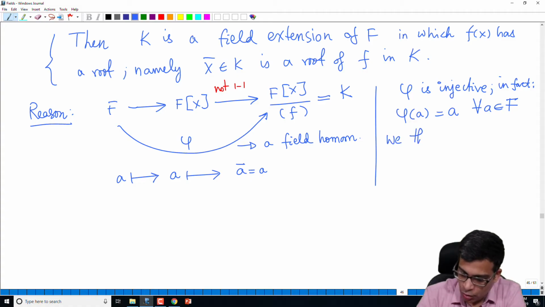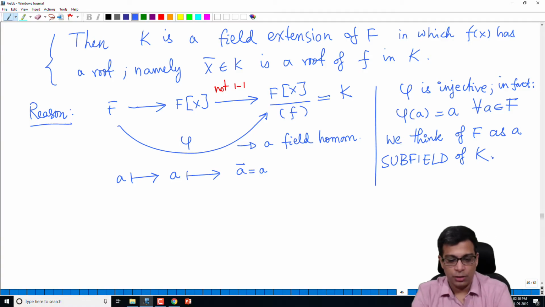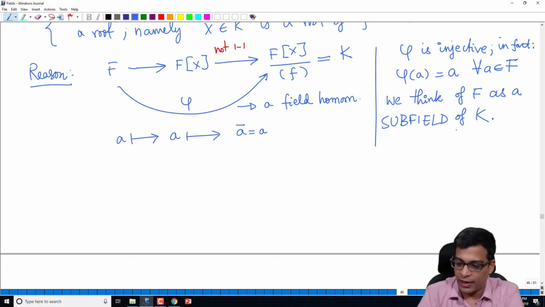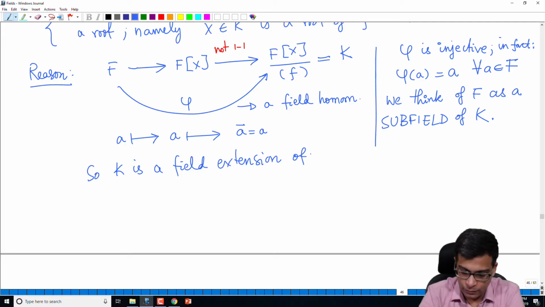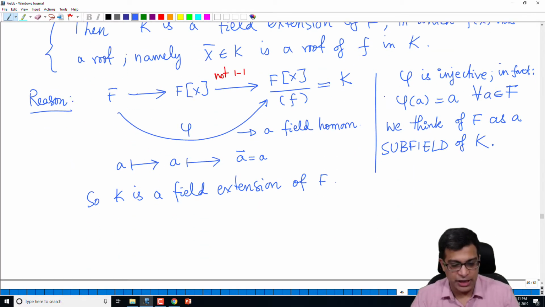So we think of F as a subfield of K. Really, to be very precise, F is isomorphic to its image, which is a subfield of K, and we are identifying F with that image. So we can think of F as a subfield of K. So K is a field extension, in other words, right? What is a field extension? It is simply a field containing this field. That's the first statement. It is a field extension of F in which f(x) has a root.